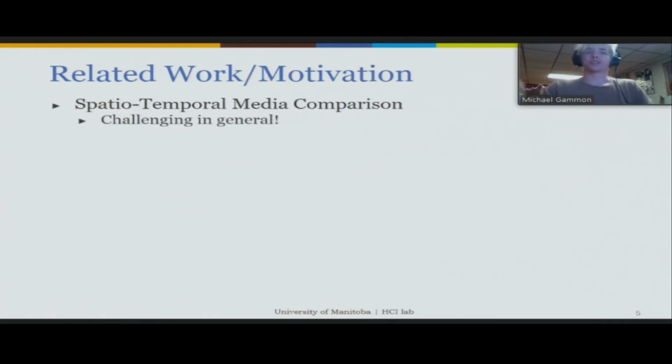In doing this, though, the main challenge in creating a virtual coach that can compare two sets of motions in a meaningful way stems from the fact that, in general, temporal media comparison is a complex and challenging task. So what is spatiotemporal media? To put it simply, it's any piece of media that has information encoded both over space and time.